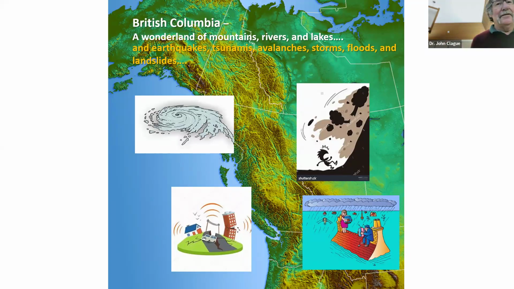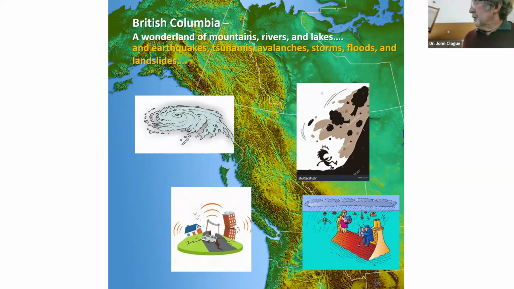It's very interesting. We appreciate the beauty of the province, the mountains, the rivers, the glaciers, the landscapes that are developed around those landforms. But with that comes the possibilities of bad things happening. And we've seen some of those in recent years. The big flood, the atmospheric river event in 2021, is an example of a flood catastrophe.